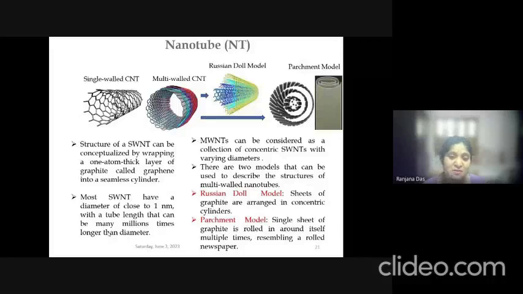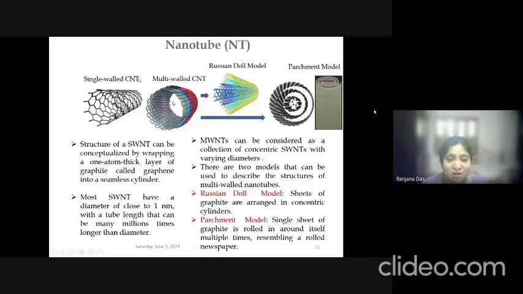Carbon nanotube, what is the carbon nanotube? It is the graphene sheet. Graphene or a graphite sheet. The single-walled carbon nanotube and multi-walled carbon nanotube, these two are normally used in present days for these water treatment purposes. And the single-walled carbon nanotube, you can see what is there. It is one atom thick layer of the graphite, which is called graphene, in a seamless cylinder.